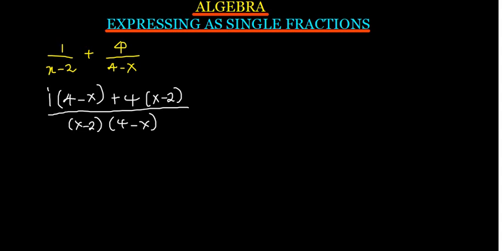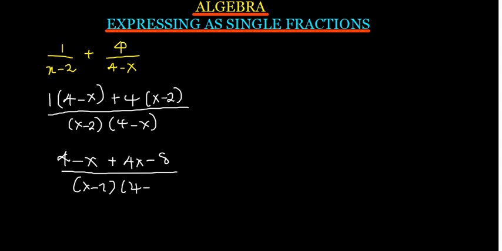So from here, if we multiply 1 with what is inside, we get 4 minus x, and then positive. We multiply 4 with what is inside there, and we have 4x minus 8. So that is going to be it. And then in the denominator, we'll still have x minus 2 and then 4 minus x.